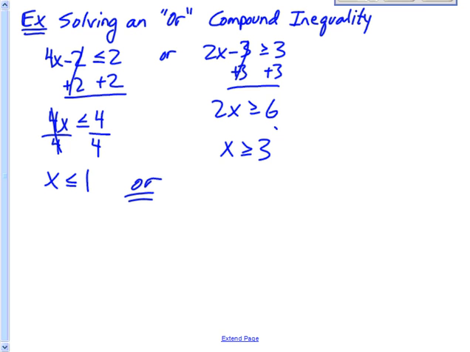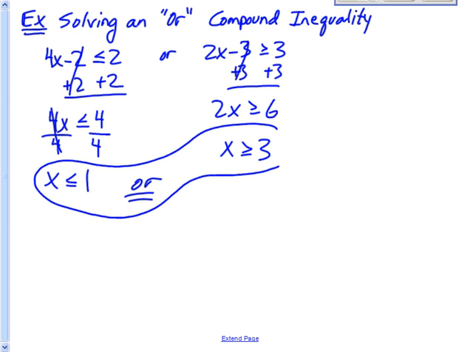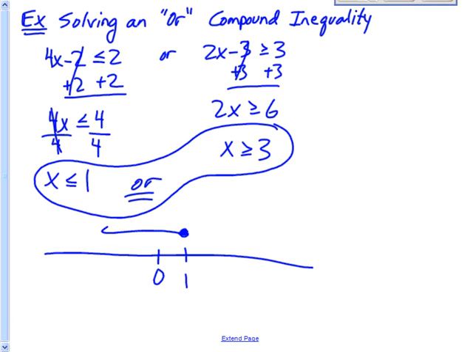So this is actually our answer. That's it. You just do the two problems separately there. And then you put them both on a graph. X is less than or equal to 1, or x is greater than or equal to 3. Okay, so this is one or the other.